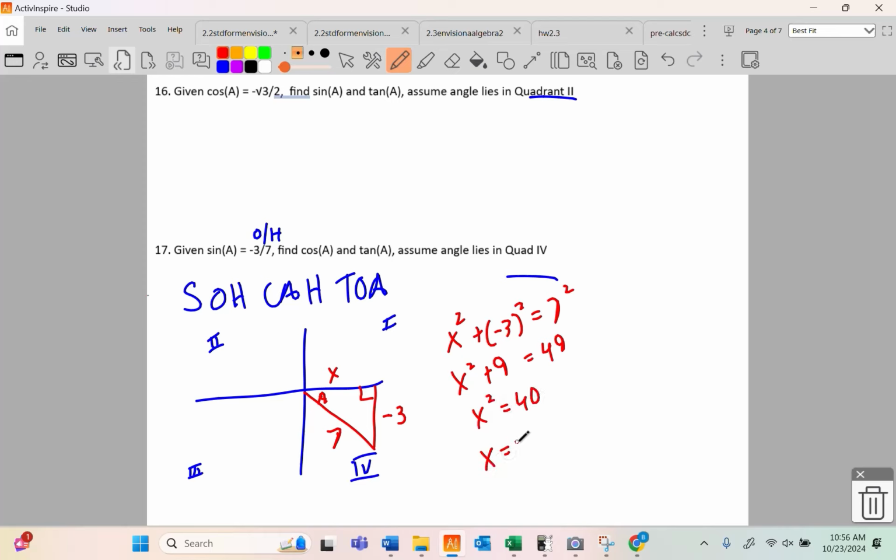So x is the root of 40, and I'm going to simplify. Root 40 is root 4 times root 10, which is 2 root 10. So x is 2 roots of 10.